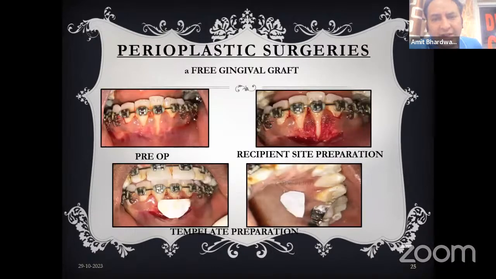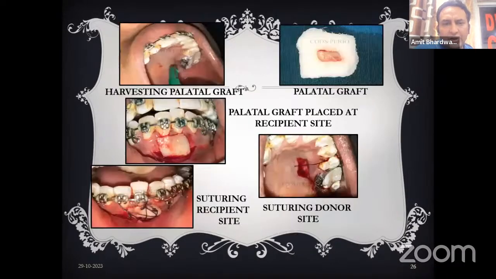Then free gingival grafts can be placed in the treatment of periodontal recession, gingival recession. These come under perioplastic surgeries. In a free gingival graft, we take a graft of the desired size from a donor site and place it on a recipient site, suture it back, and tell the patient to maintain well so that you get a good result. The best choice is the palate. Take the graft of your desired size, place it, suture it nicely so that it will not dislodge, and pack the donor site as well as the recipient site to get the desired results.